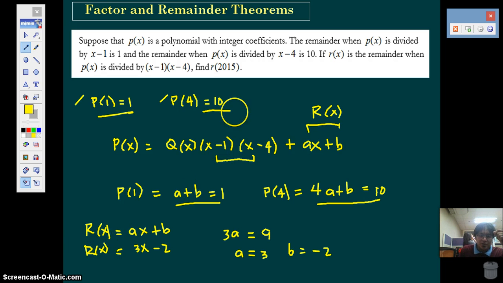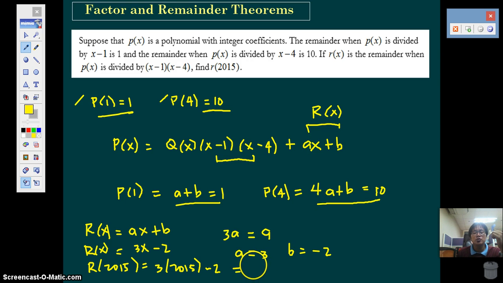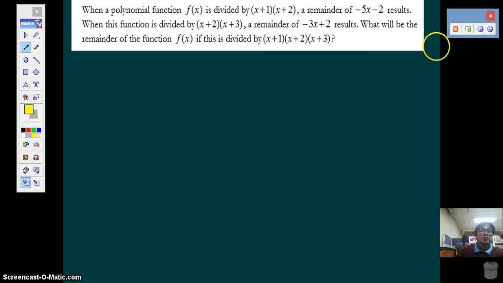And if you're asked r of 2015, it is simply 3 times 2015 minus 2. And 3 times 2015 will give you 6045, minus 2. So that's 6043 for this problem. Let's go to the next.